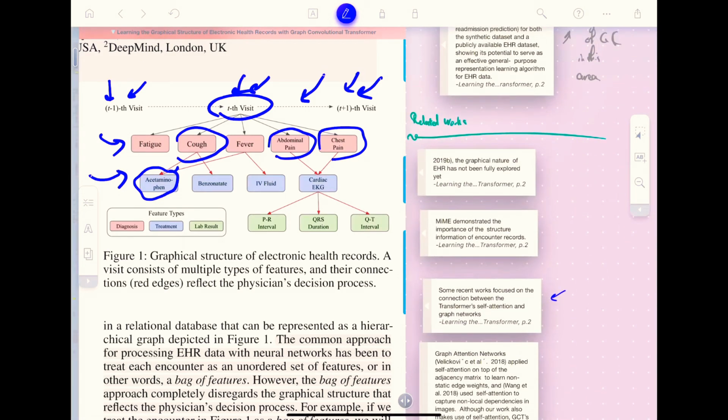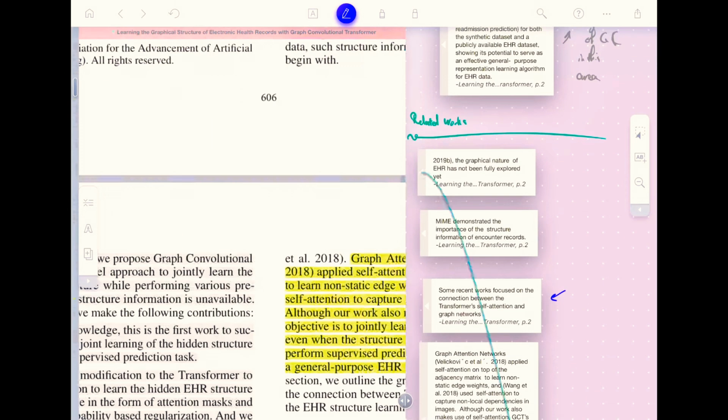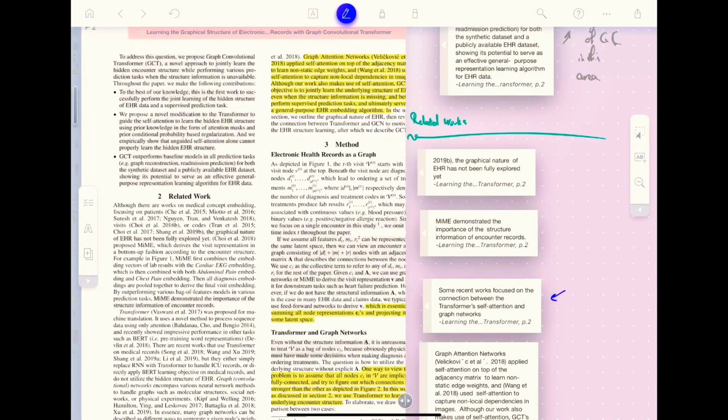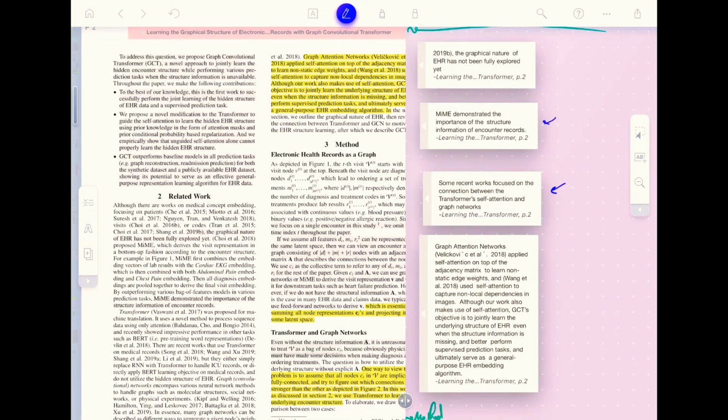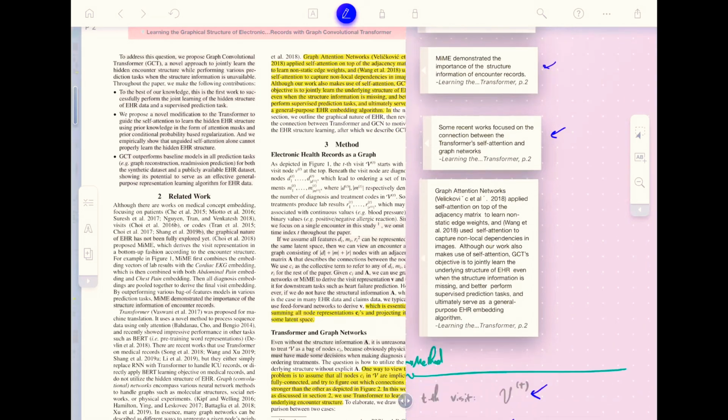So going over the related works. The graphical nature of EHRs has not been fully explored yet, and the previous work demonstrated that structure is very important. That was the previous work on this and was done on an exclusive dataset. Some of the recent works have focused on the connections between the transformer self-attention and graph networks, and these works, such as graph attention networks and trying to use self-attention to capture non-local dependencies in images, were the works that inspired this work.